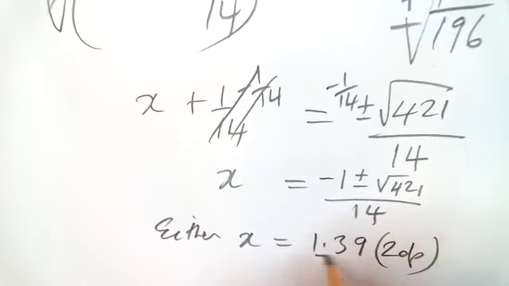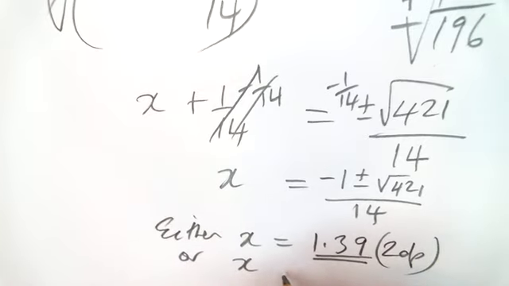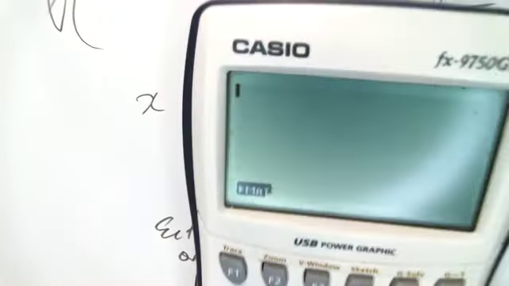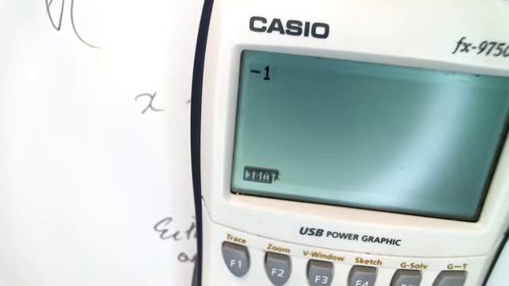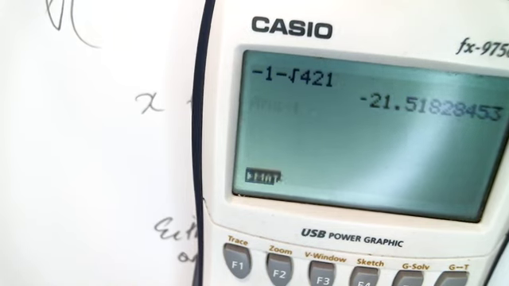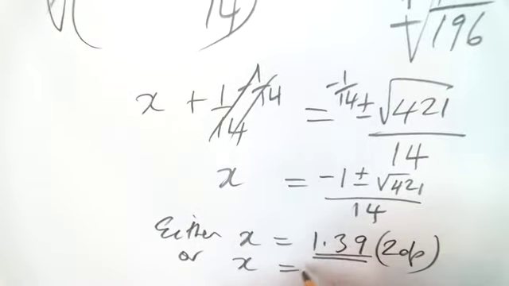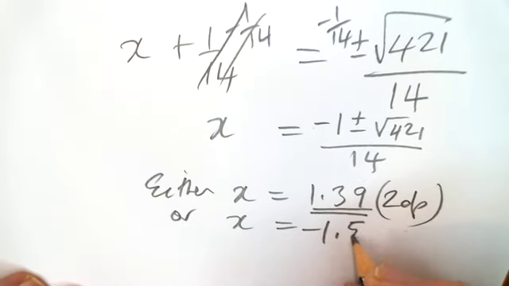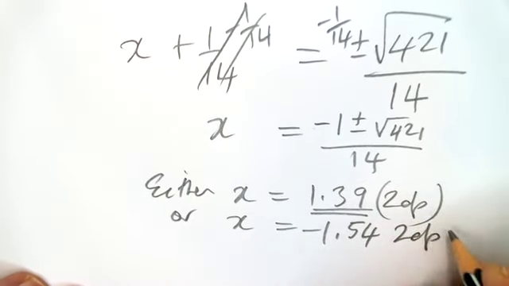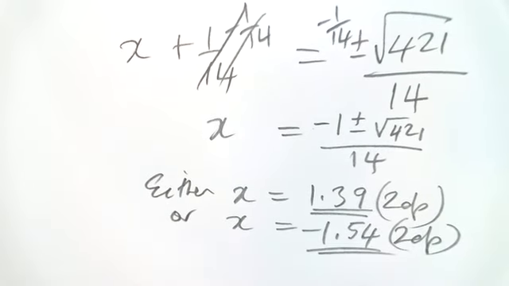Or x is equal to, now I'm going to go -1 minus root 421, and I'm going to divide the whole thing by 14, and I get -1.54, to 2dp as well. And they are my answers.